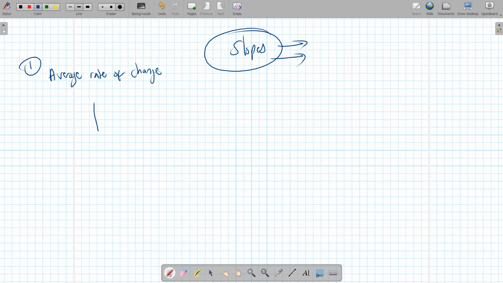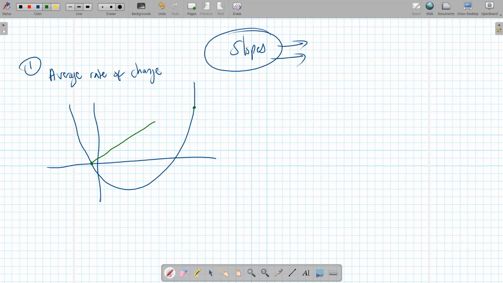For example, let's say you have a curve. It doesn't apply to straight lines because straight lines have the same slope everywhere, so they're not that interesting. But when we look at curves, then it becomes a little bit more interesting. Let's say we pick this point on the curve and we pick this point on the curve, okay? And then we join them with a straight line.